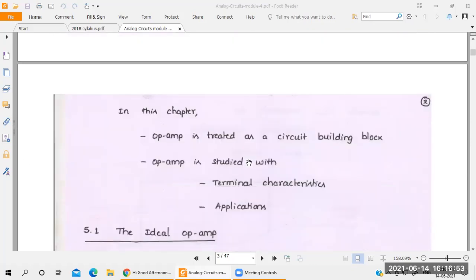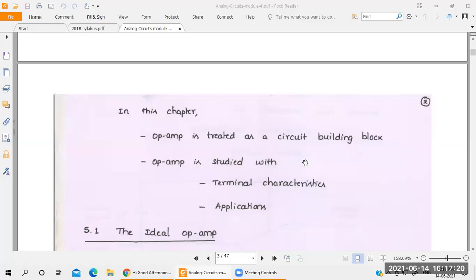So in this chapter, they are going to take different types of circuits. Okay, so this op-amp is studied with the terminal characteristics and applications. So in the syllabus, what they have given here as content: op-amp terminal characteristics and applications. Understood? So here we can make two studies on the op-amp.